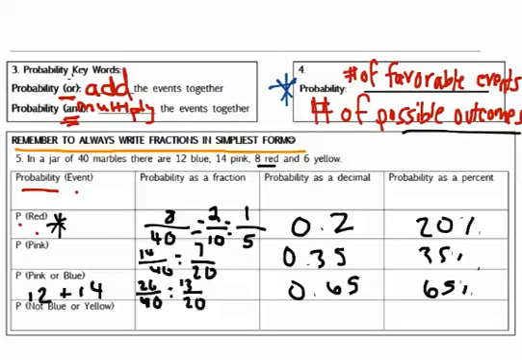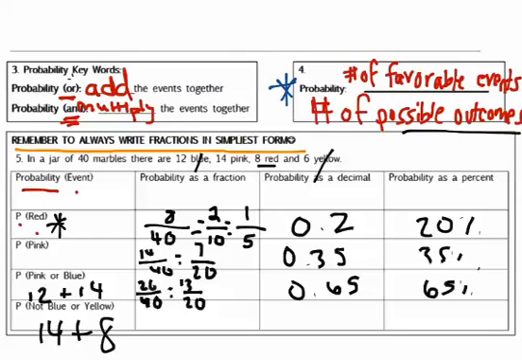And that last one, which might cause a little bit of confusion, says the probability of not picking blue or yellow. You can look at this two ways. You could start with 40 marbles and subtract blue and subtract yellow, or you could look at what's left. We're not going to look at blue and we're not going to look at yellow, so we're going to look at pink and red. Pink is 14 and red is 8. Those are the marbles that are not blue or yellow.